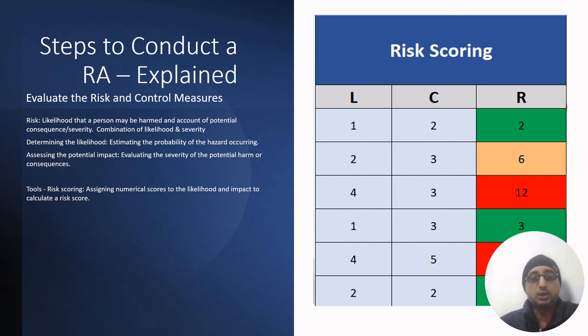By evaluating the likelihood and by evaluating the consequence, their product gives us the risk rating. So this process is also called risk scoring. If you put these ratings in a table form like I have shown in the picture, this is called the risk scoring form. What are the benefits of this?